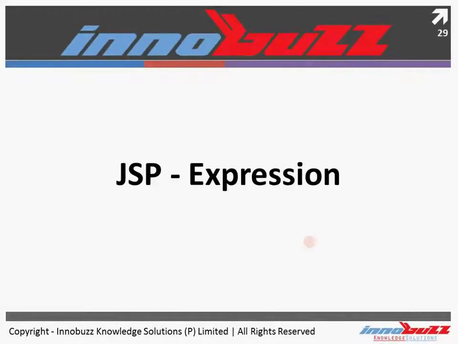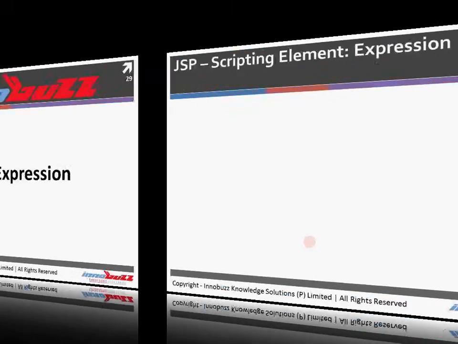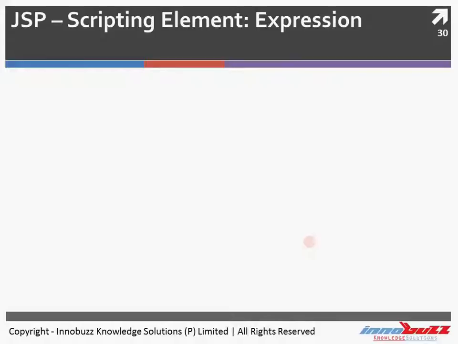Next is JSP expression. This is also one of the scripting elements of a JSP page. It contains an expression valid in the scripting language used in the page. Inserts values directly into the output. So whatever you have within this expression will be directly shown in your output after execution of that expression.